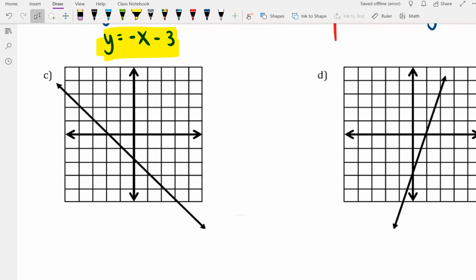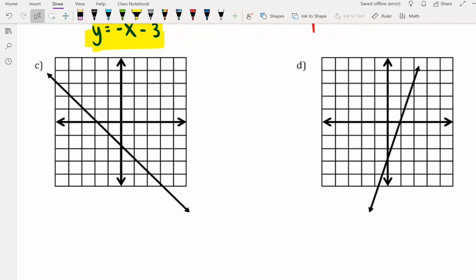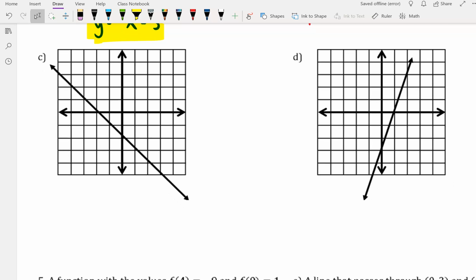Why don't you, again, pause the video and try C and D on your own. And then once you've done that, you should unpause the video and I'll have the answers up here for you.